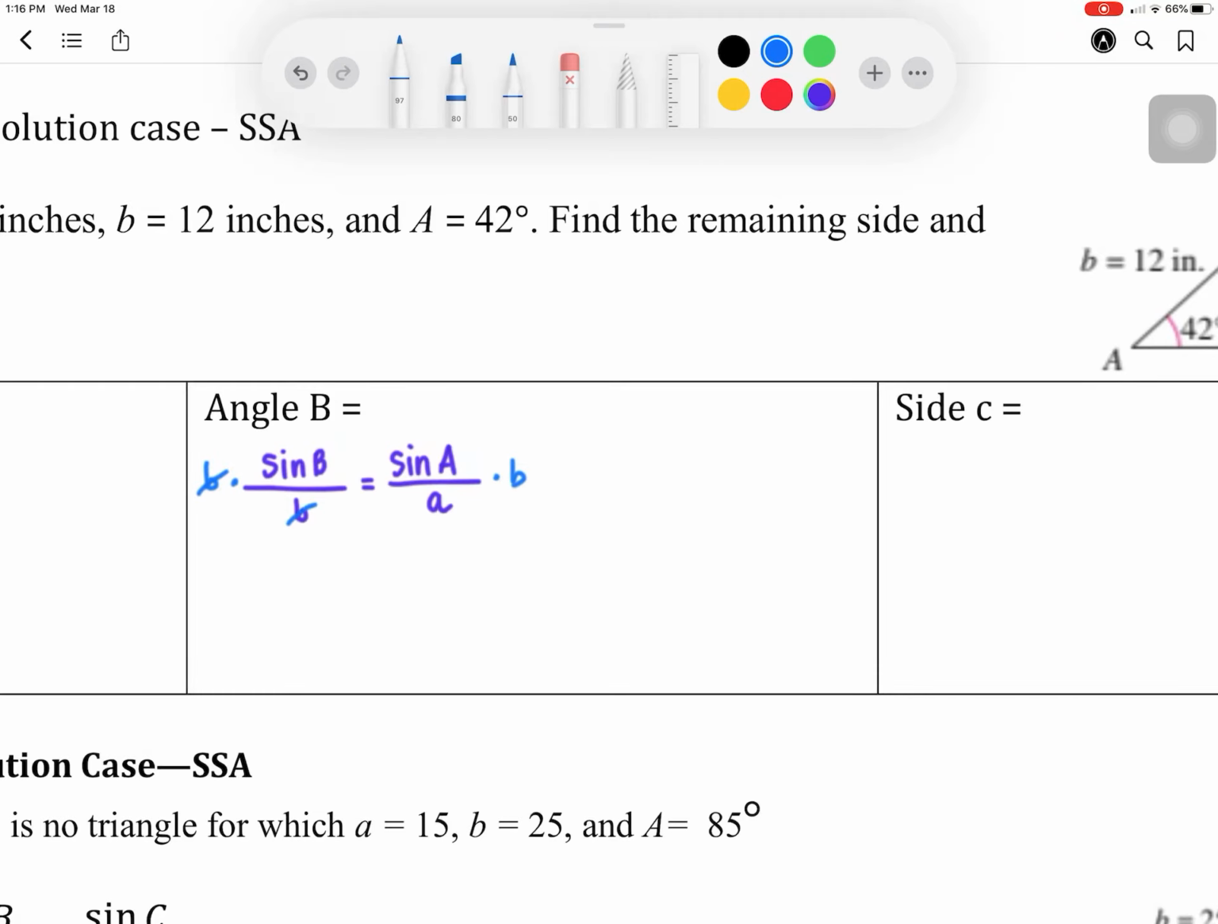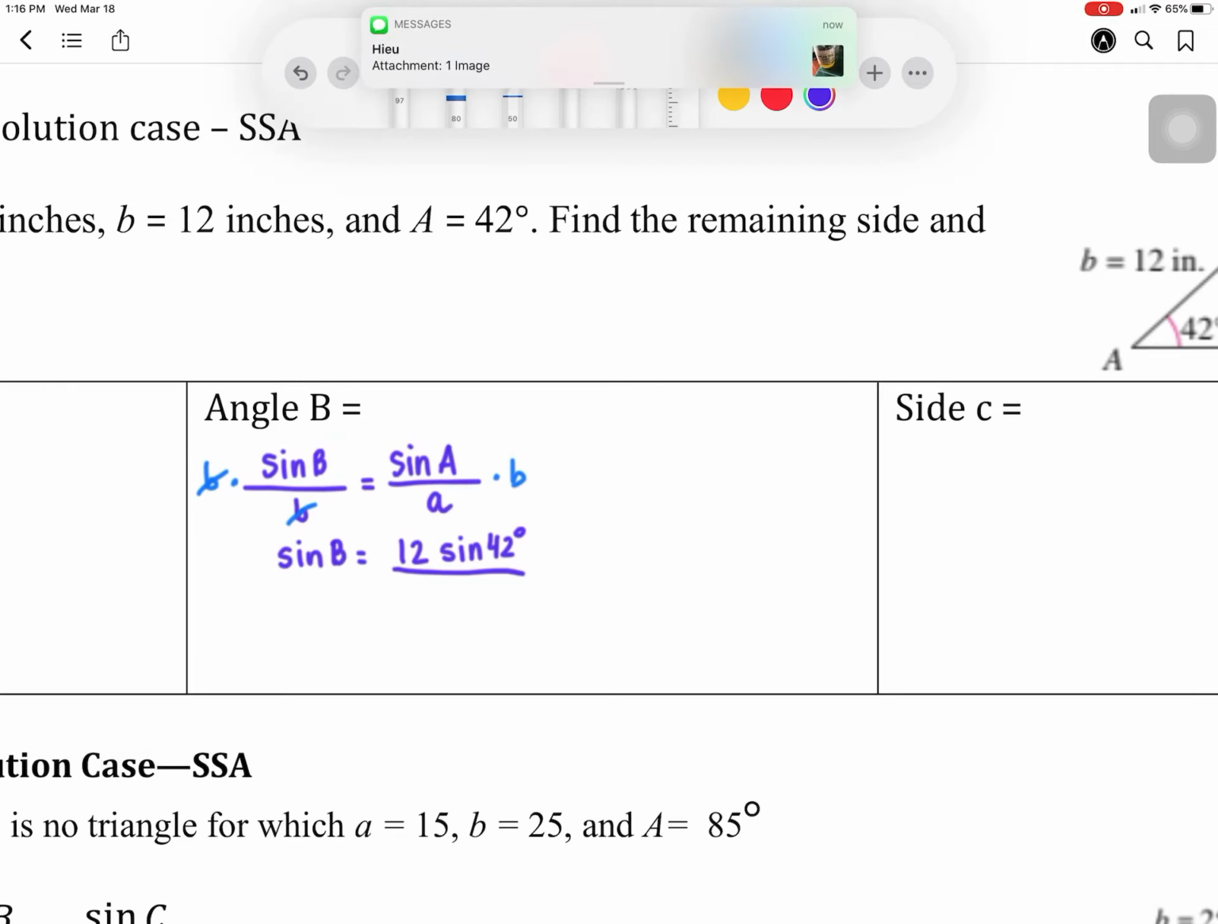And I'm going to go ahead and multiply both sides by side B. So that cancels out. So we have sine of angle B is equal to little b, so little b is 12, times sine of angle A. Angle A is 42 degrees. And then divided by side A, and side A is 22. So if you put all that in the calculator, you're going to get sine of B is equal to about 0.365.